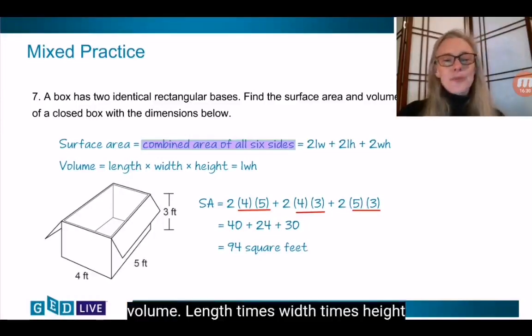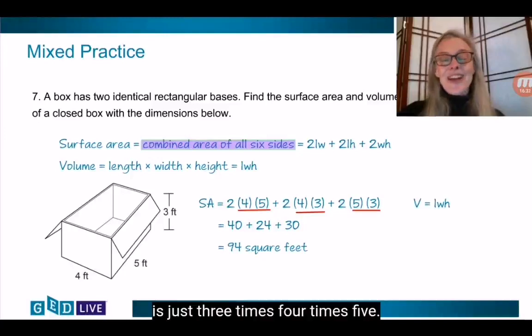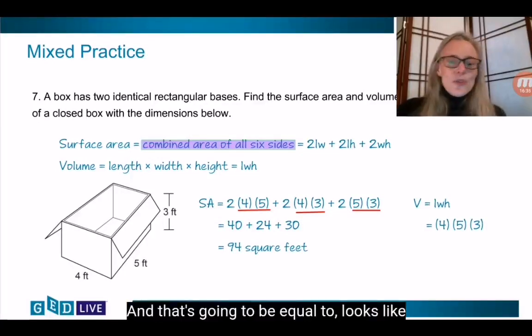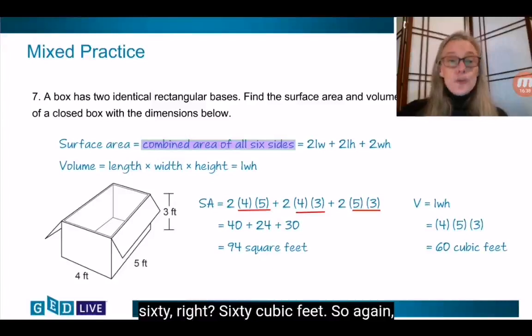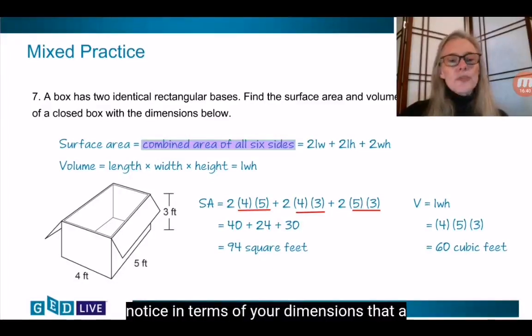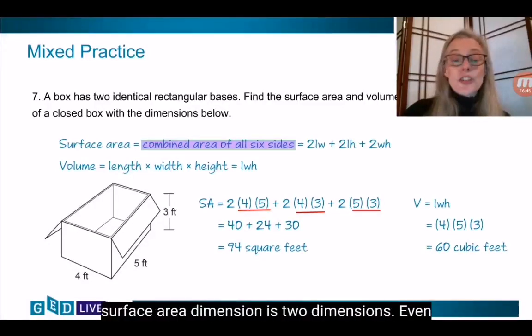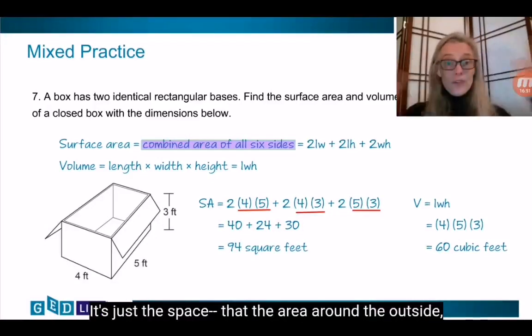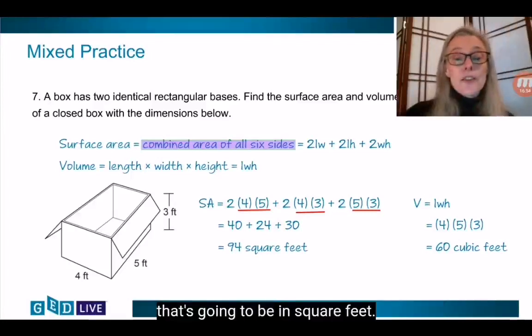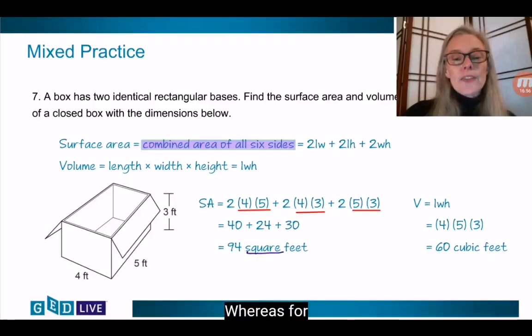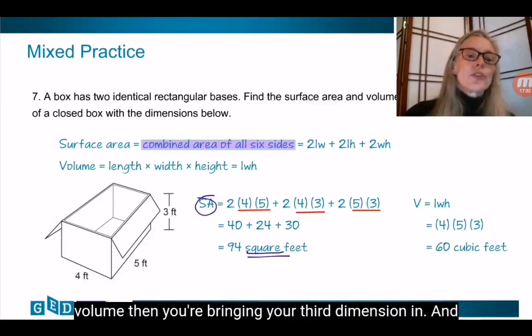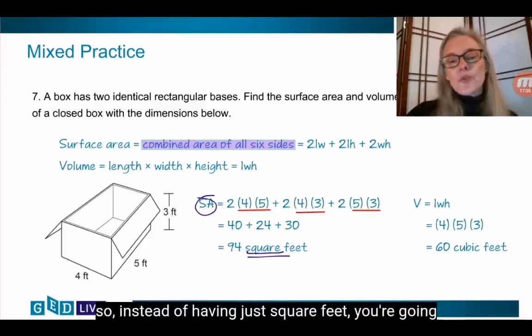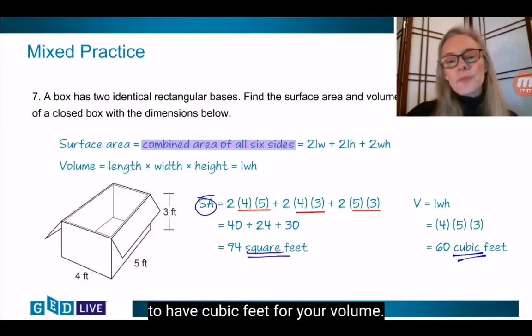For the volume, length times width times height is just 3 times 4 times 5. And that's going to be equal to, looks like 60, right? 60 cubic feet. So again, notice in terms of your dimensions that a surface area dimension is 2 dimensions. Even though it's a 3-dimensional figure, area is just 2 dimensions. It's just the space, the area around the outside. That's going to be in square feet. Whereas for volume, then you're bringing your 3rd dimension in, and so instead of having just square feet, you're going to have cubic feet for your volume.